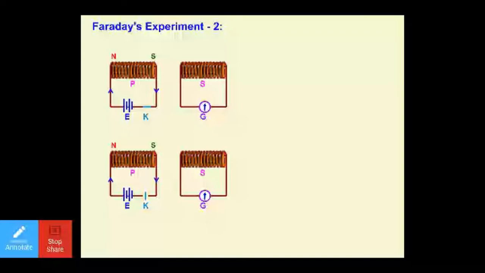So what is happening? The current grows from 0 to the maximum, and when you take out the key, it goes down from maximum to 0. So you found deflection in both the cases, right? This deflection is encountered only when the flux is changing. When the flux goes from 0 to the maximum and from maximum to 0, only then can the deflection be seen. And when the flux is constant, there is no deflection.